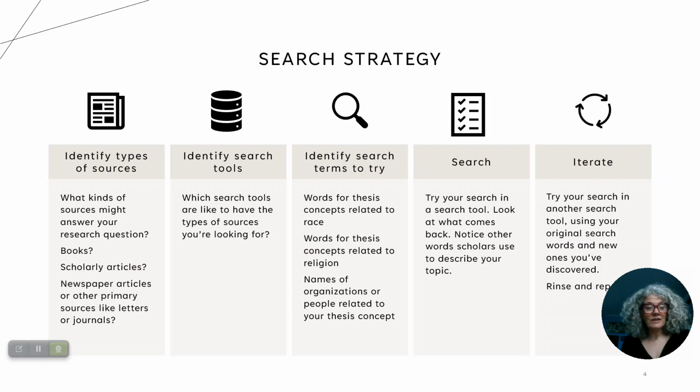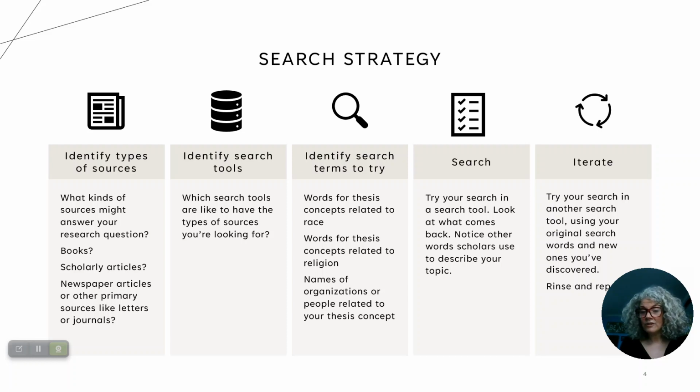So for our search strategy, first we're going to identify the types of sources that will be most useful for your particular research question. These will probably be books, scholarly articles, and then you may find that depending on your topic, newspaper articles, or letters or journals or other sources may be useful as well. Then we're going to find the search tools that are probably going to be the most useful for finding these types of things. And we're going to think about search terms for your research question that may be related.